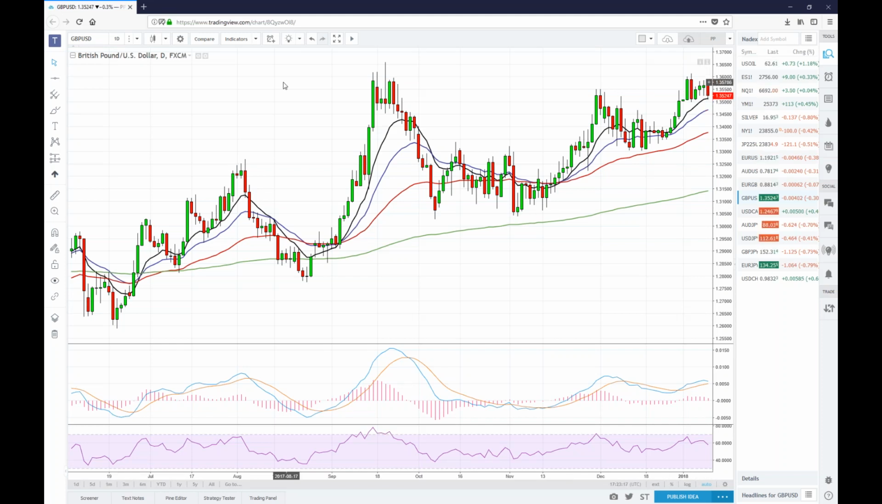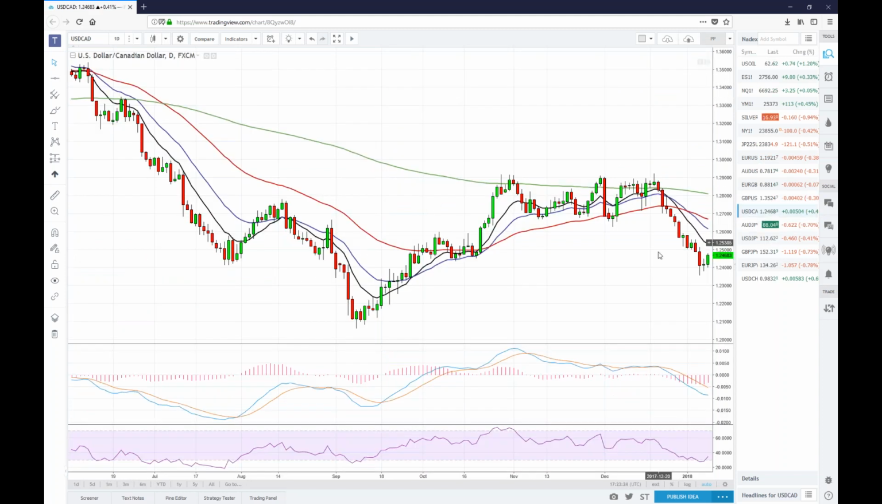British pound, US dollar, looking nice, but again, not as beautiful, not as strong as I would have hoped them to be. US dollar against the Canadian dollar, the loonie. Beautiful downtrend. This is what we're looking for. And you can see price is pushing lower. It's moving back towards our moving average sell zone.